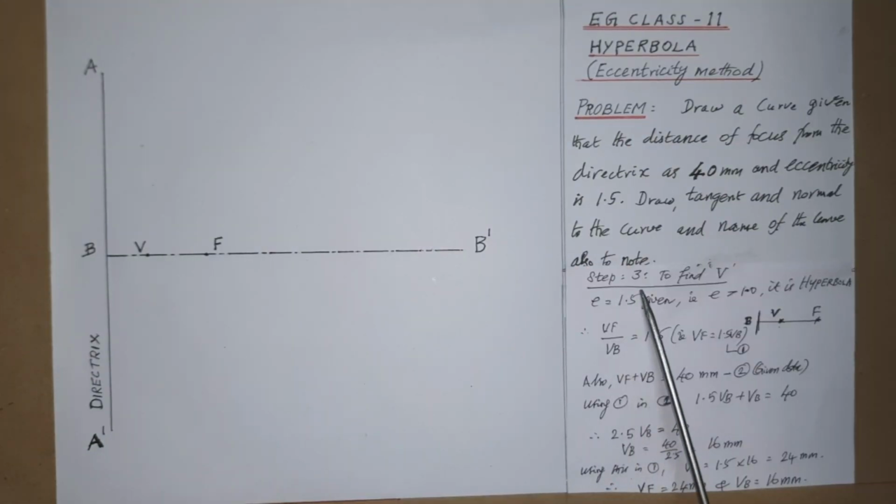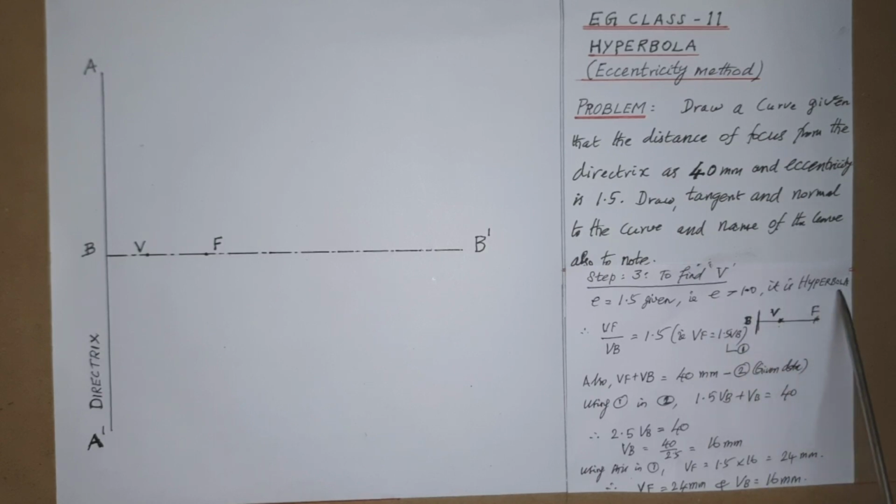Next, as per step 3, the method of finding the focus and vertex. Here, to find the V, that is the main requirement, e is equal to 1.5. It is given in the problem. That is, e is greater than 1, then it is hyperbola. We have already seen that: when the ratio exceeds 1, it is hyperbola. We know VF by VB is equal to 1.5. It is given in the problem, that is VF by VB.